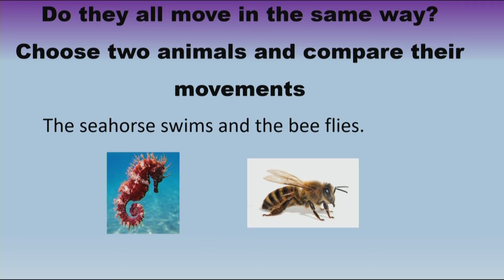A first example, the seahorse and the bee. The seahorse swims and the bee flies. What have I been doing? I've been comparing, yes. I've been finding the similarities or the differences. Yes, I've been finding the differences. I've stated how the seahorse moves and I've stated how the bee moves.